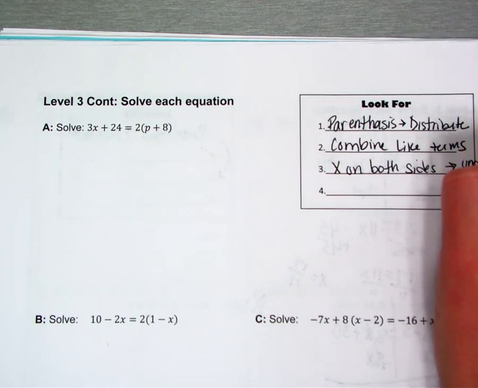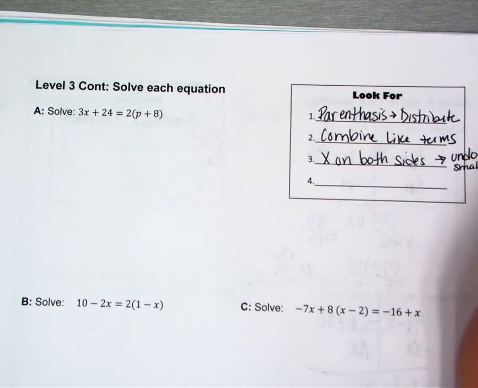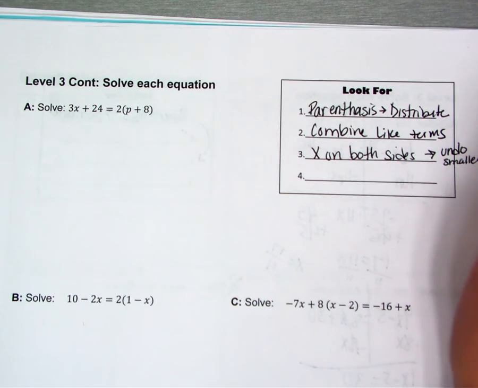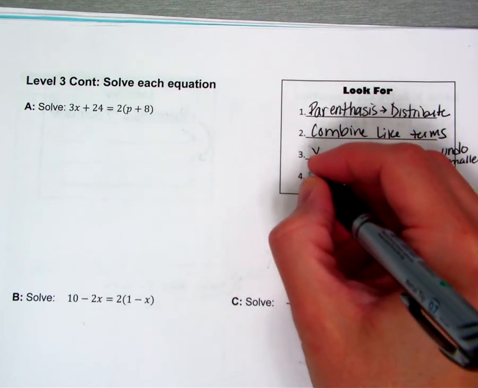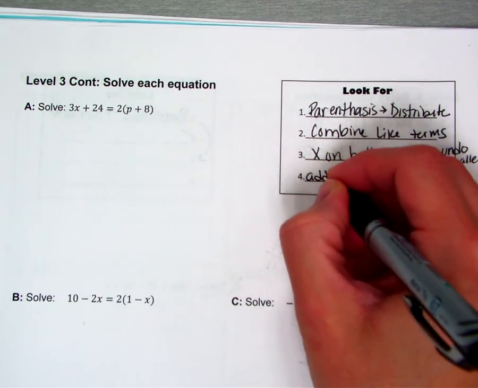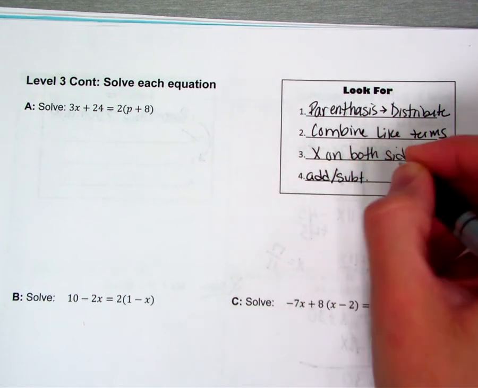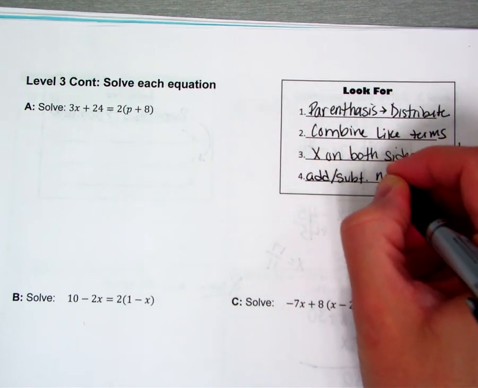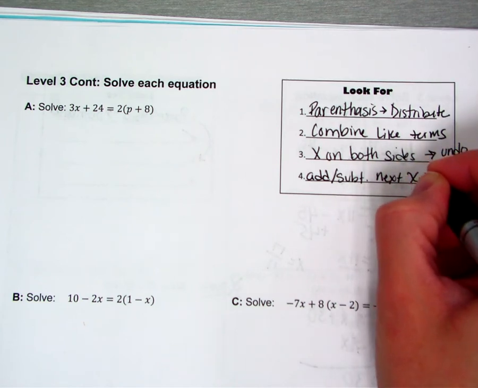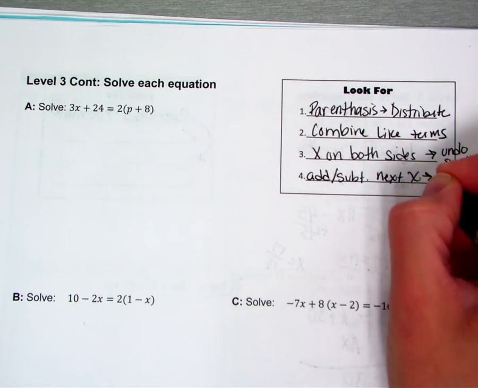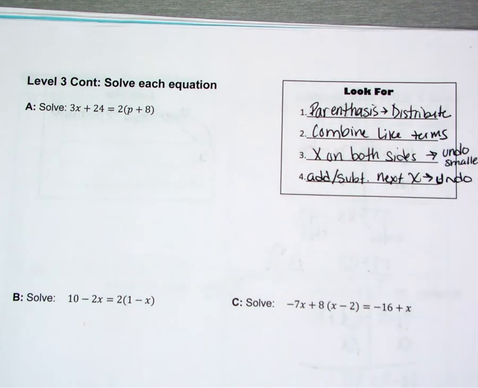And we're going to undo the smaller one. Undo the smaller one. And then what you want to do is look for add or subtract next to the x, and you want to undo it. Okay? And then at the end, it's always division, but those are the steps kind of broken down a little bit easier for you.